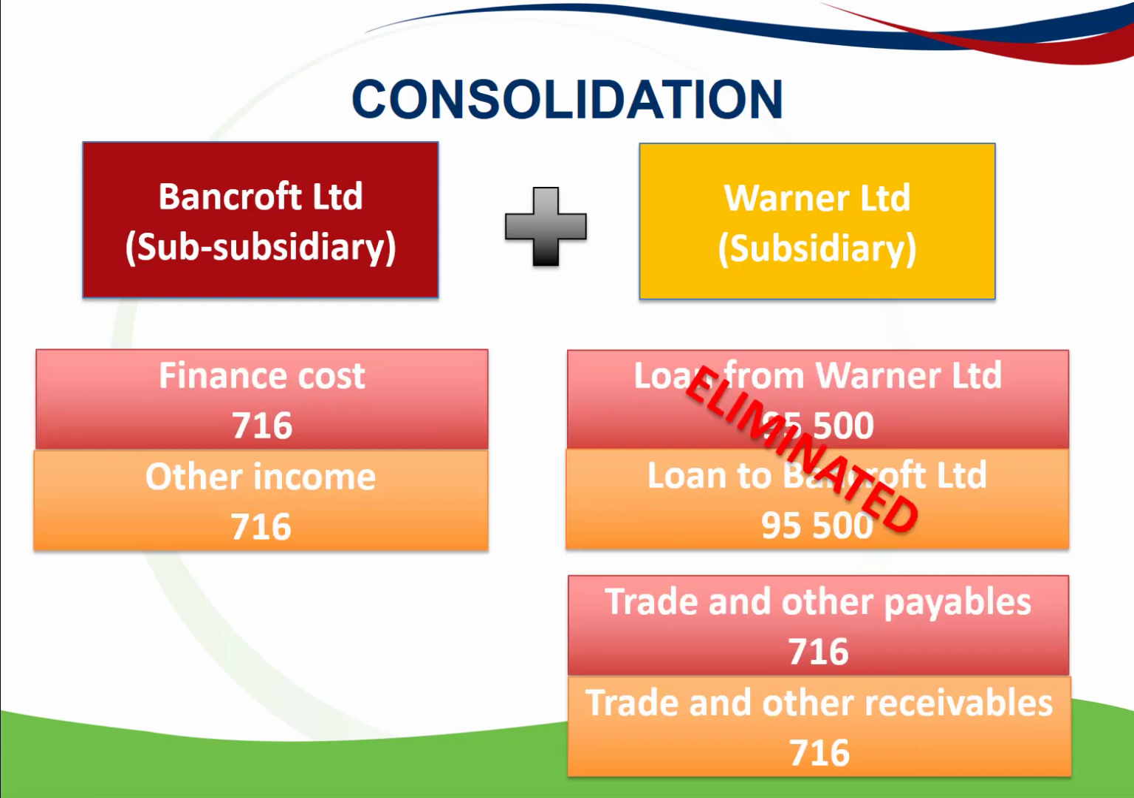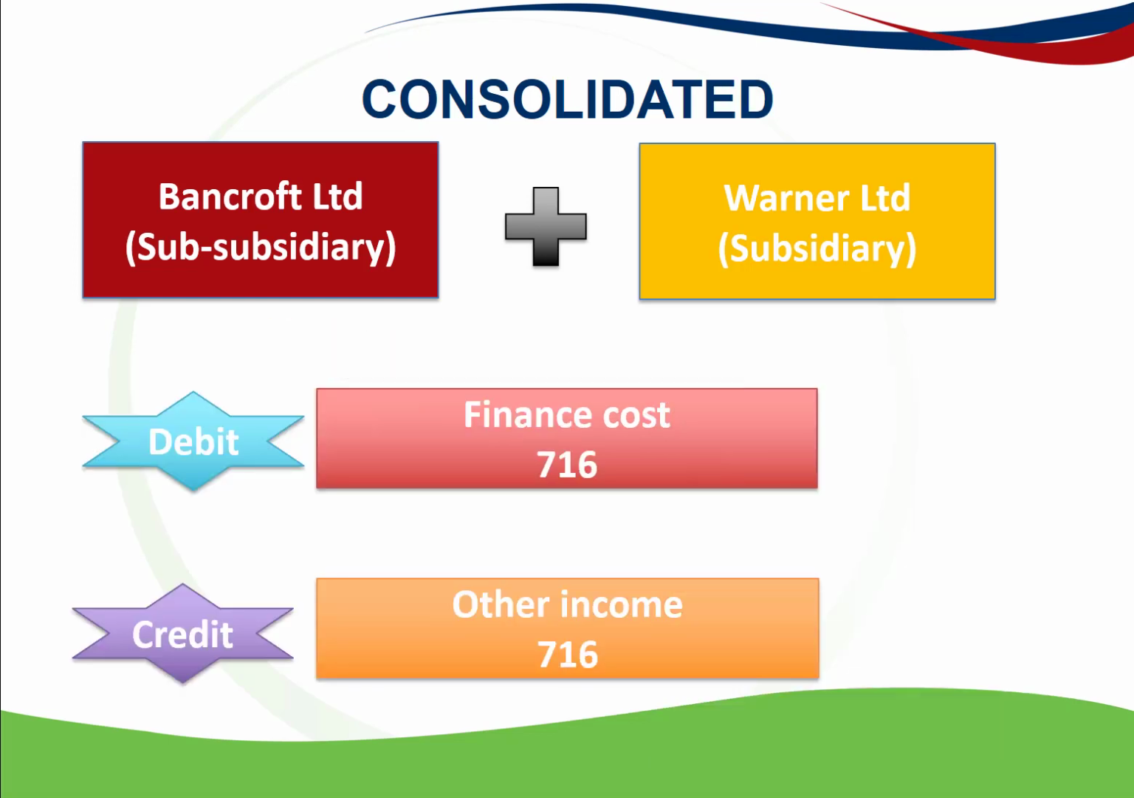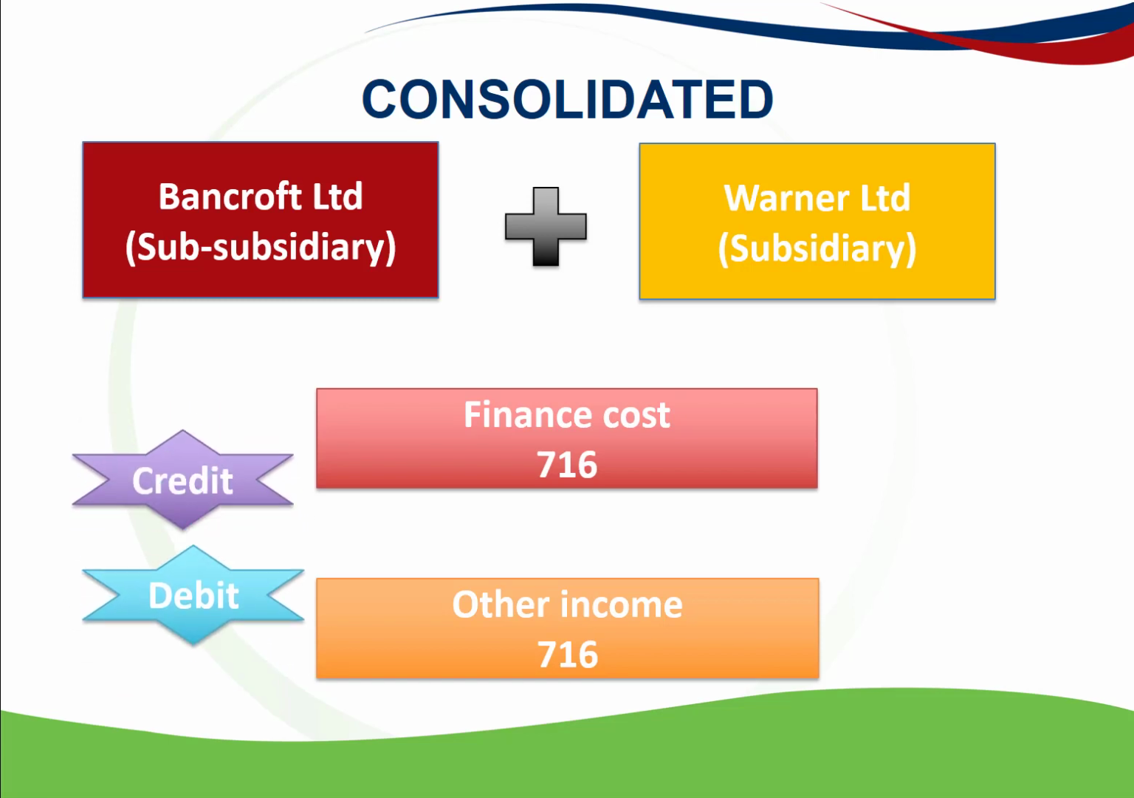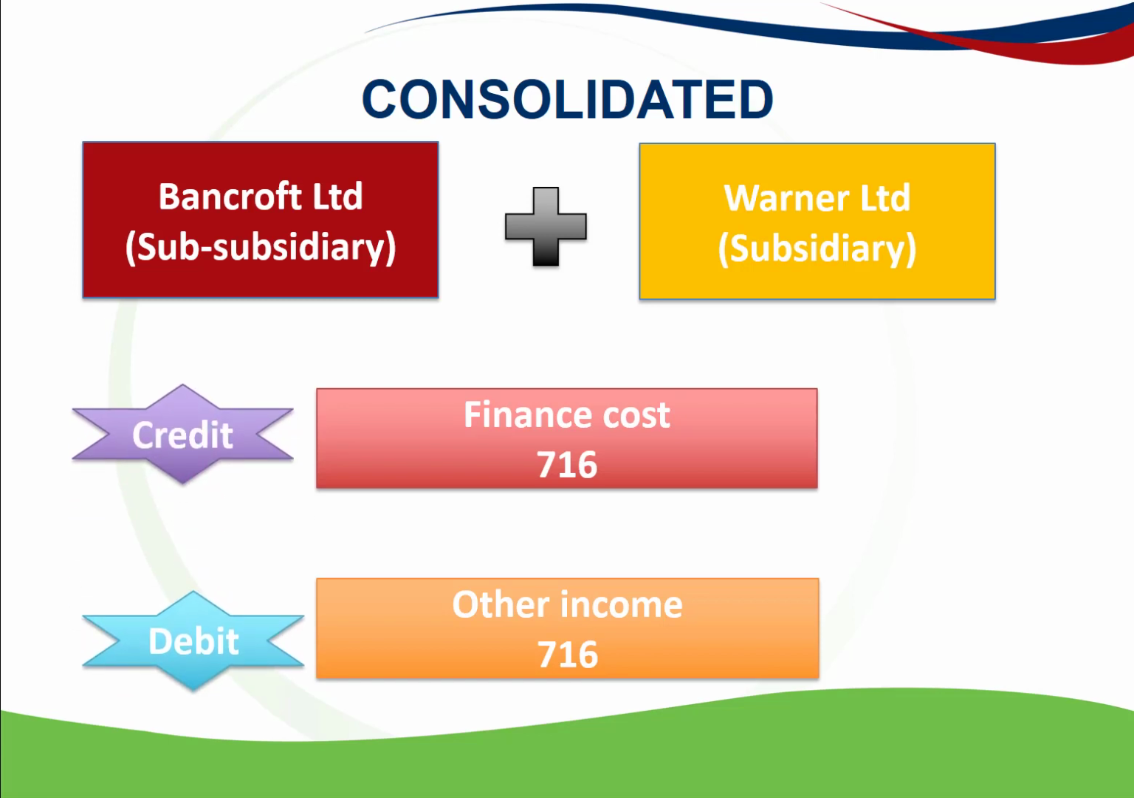Next, we need to eliminate the finance income and finance costs which were caused by the intercompany loan. Remember, the group cannot charge or pay interest to itself. Finance cost is currently a debit and other income a credit in the consolidated financial records of the Warner Limited Group. Therefore, in order to eliminate it, we need to debit other income and credit finance cost with 716. These accounts now have a 0 balance and are therefore eliminated.